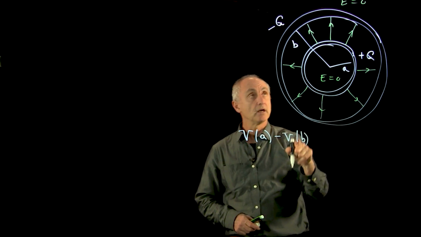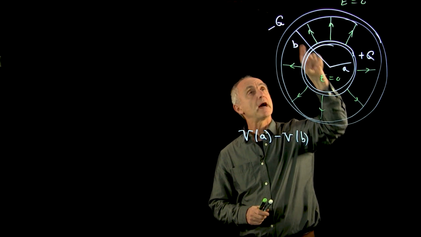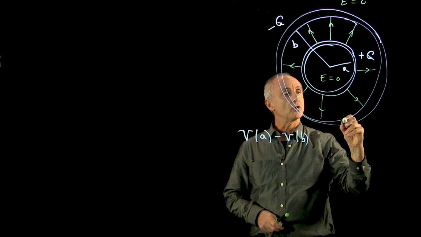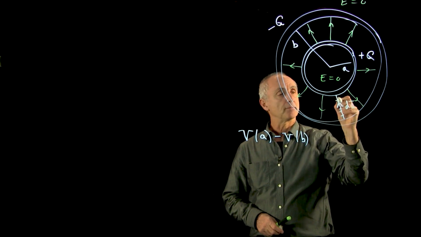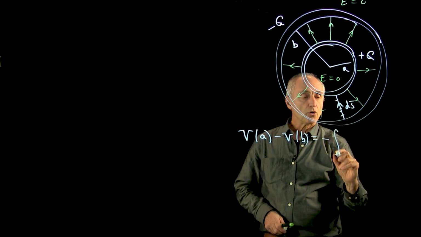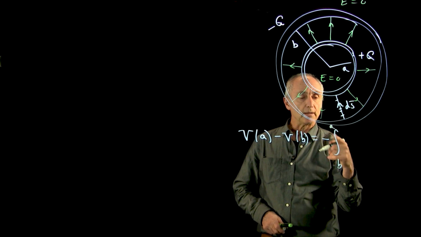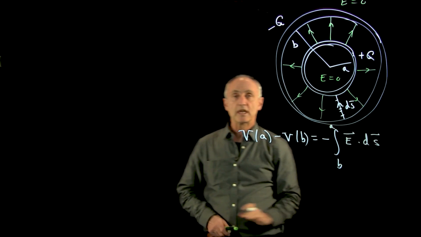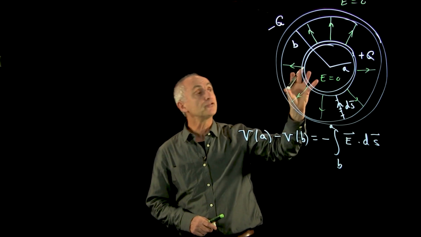I'm going to integrate from the outer shell to the inner shell, and I'll choose a path, once again, that's going to go straight. This is going to be my path, divided up into a bunch of pieces, and I'm going from the outer one to the inner one, and I'm just denoting it by the radius, of E dot ds.